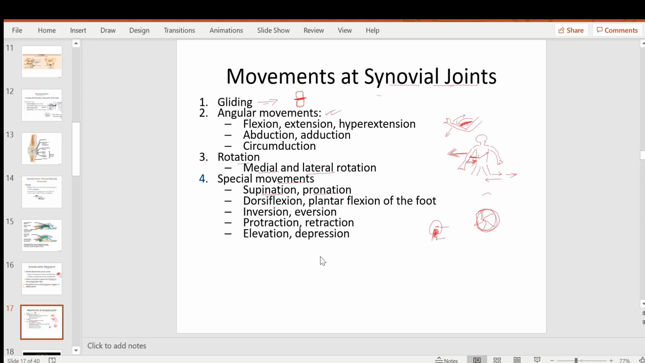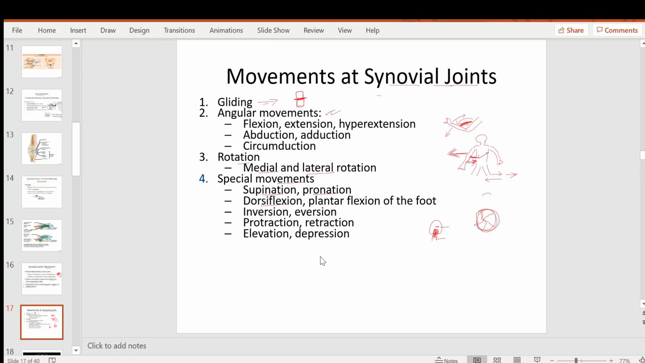Supination, pronation. Supination is turning your palm up, that is supination. Then if I ask you to turn your palm towards the ground, downwards, that is pronation. Okay, so those are two opposite movements. Supination and pronation usually occur in the forearm.